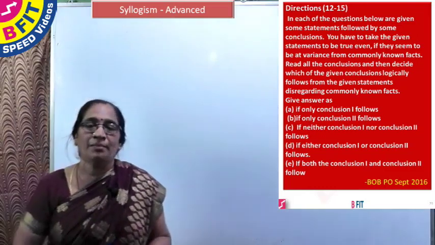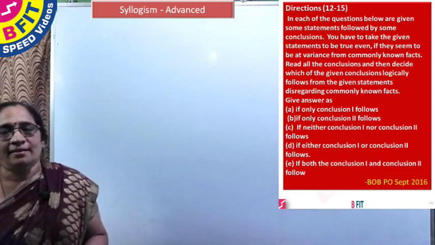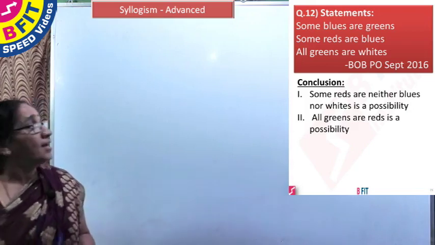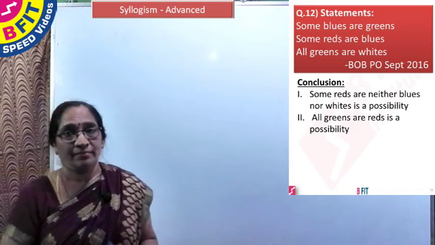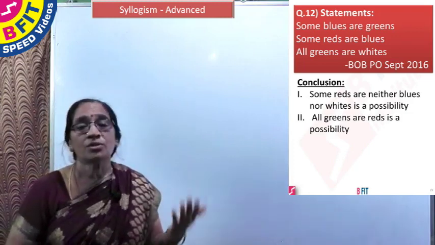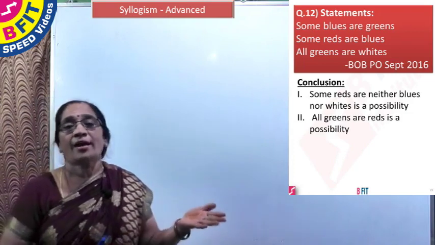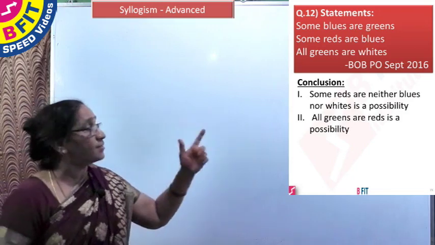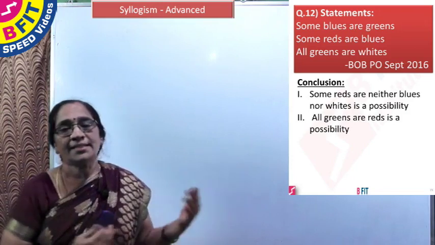This question is from Bank of Baroda PO exam held during 2016. The statements are: some blues are greens, some reds are blues, and all greens are whites. The conclusions given are: some reds are neither blues nor whites is a possibility, and all greens are reds is a possibility. Here we have, in the first conclusion, one subject combined with two predicates, and that too in the possibility case. Let us see how to solve it.